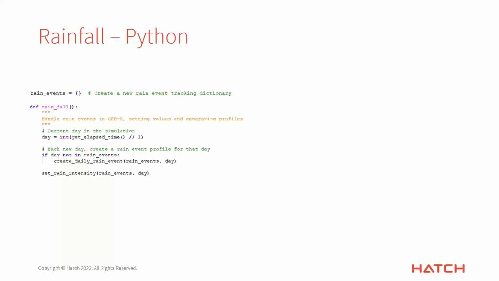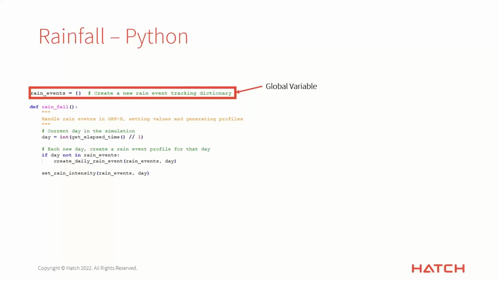So now looking into how we actually implement this in Python, we'll start by once again defining a global variable, where this time it's going to be a dictionary rather than a queue. And we'll step into our custom functionality, so this rainfall function. The very first thing that we do is find out what day in our simulation it is. Like I said, we're making the assumption that we can only have a new rainfall event once per day, so we can't assess this multiple times throughout a day. So we're going to see if this day is currently a key in our rain events dictionary. If it's not, then we'll step into this create daily rain event function.